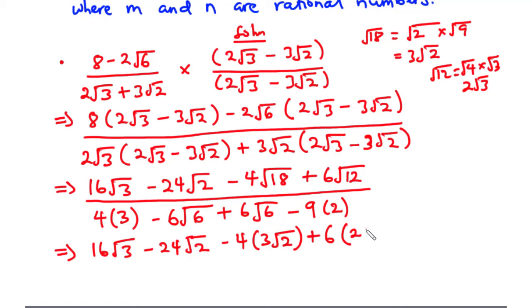So we have 2 root 3 here divided by 4 times 3 is 12. So we have 12, and then negative 6 root 6 plus 6 root 6 is 0. So we have negative 9 times 2 is 18. So we have negative 18.